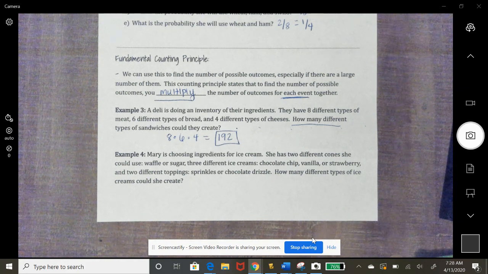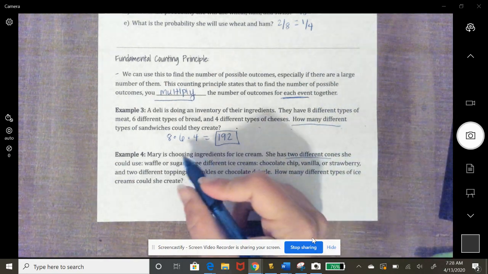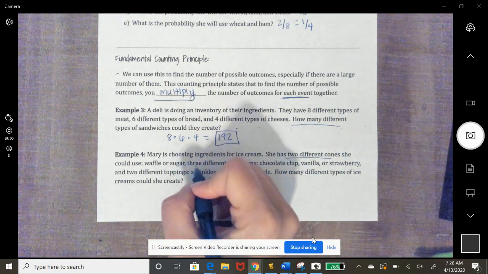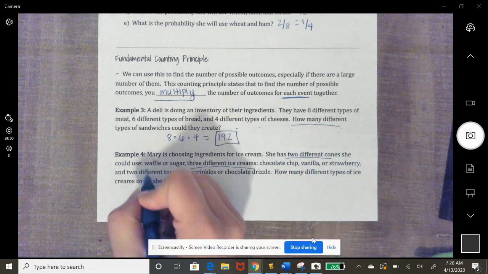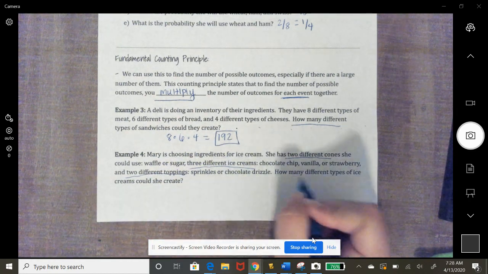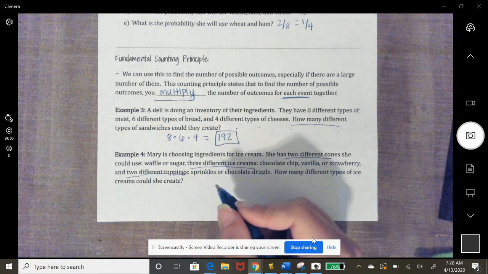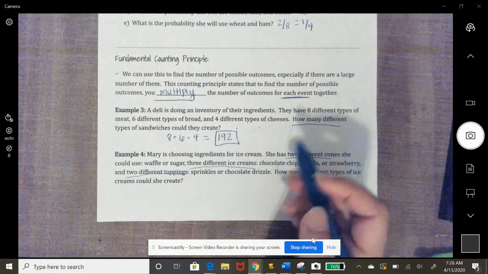Okay, so Mary's choosing ingredients for ice cream. She has 2 different cones she can use, so that's my first choice: waffle or sugar. 3 different ice creams: chocolate chip, vanilla, or strawberry. And then 2 different toppings: sprinkles or chocolate drizzle. So how many different types of ice creams could she create? Okay, and it's not asking us to find what they are, it's just how many.